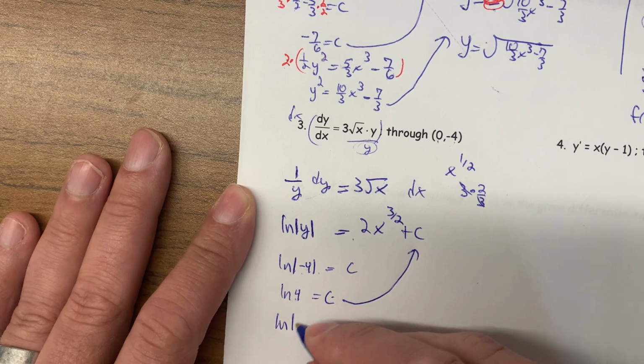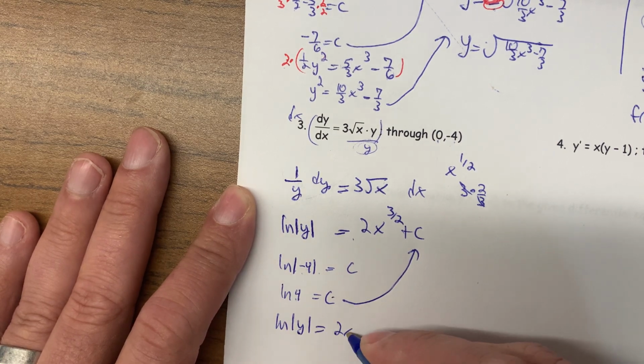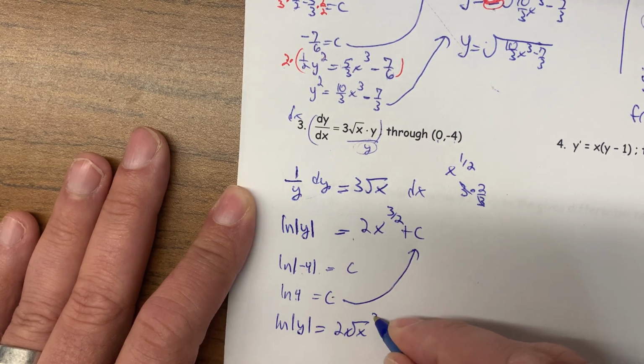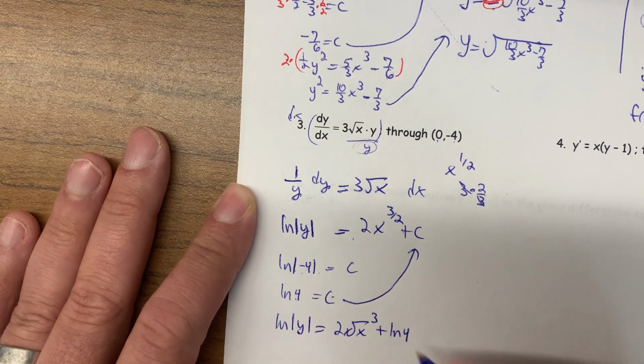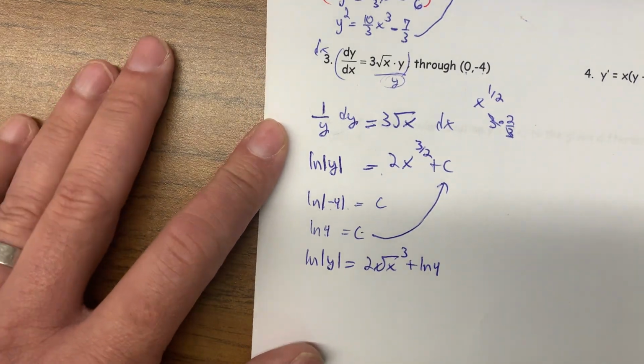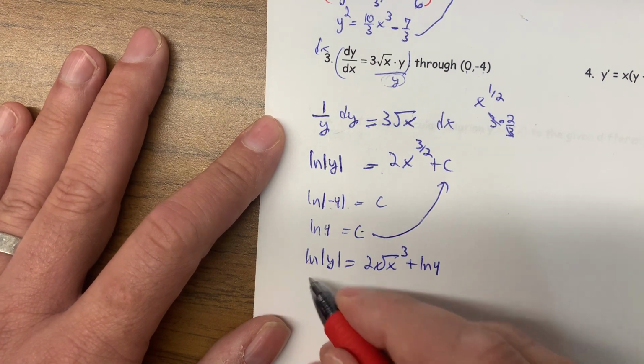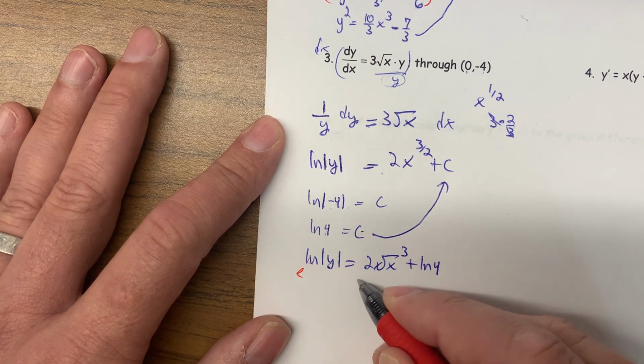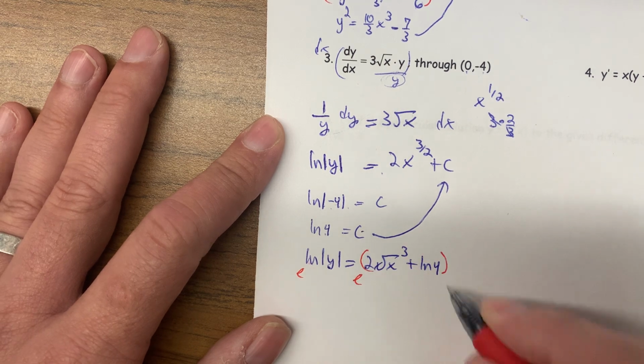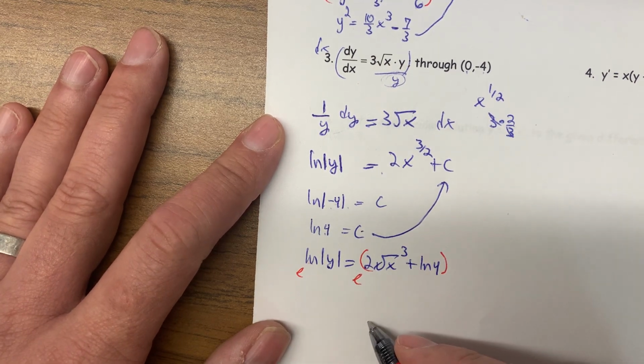So natural log absolute value of y equals 2, I'm going to rewrite it as square root of x cubed plus natural log of 4. Our next step is what? How do we get y by itself here? Well, it's natural log of something, so we need to undo that by doing e to the power of both sides. We need to be a little careful here. It's e to the power of both sides.